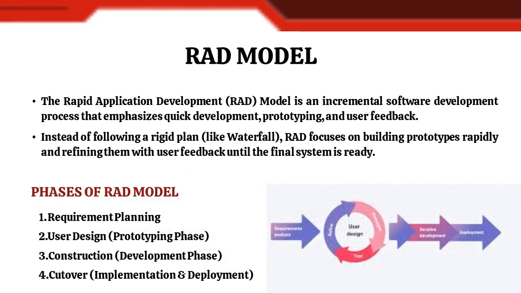The Rapid Application Development, or RAD, model is an incremental software development process. Unlike the rigid waterfall, RAD emphasizes quick development, rapid prototyping and continuous user feedback. The goal is to build prototypes quickly, refine them based on user suggestions and repeat this process until the final system is ready.